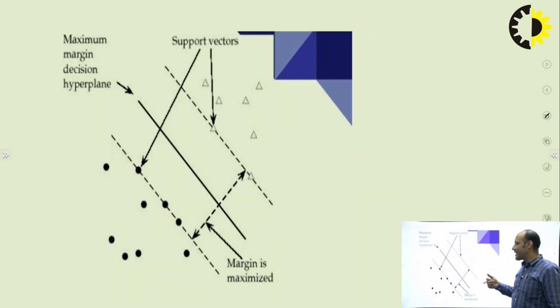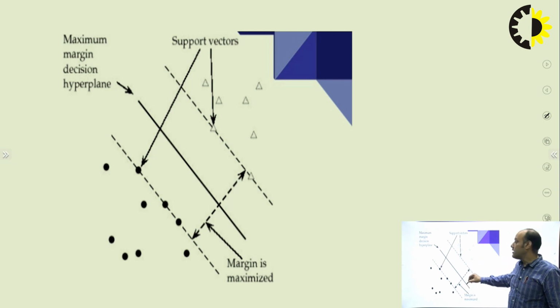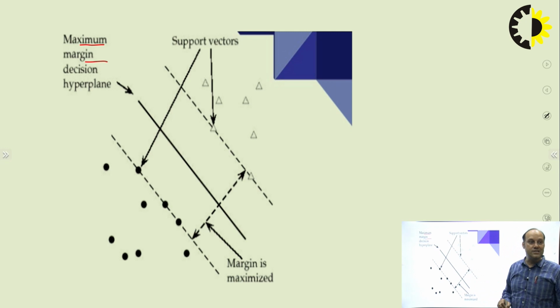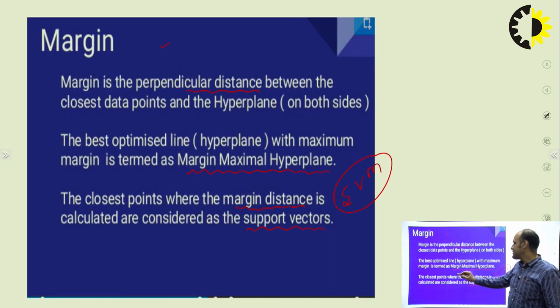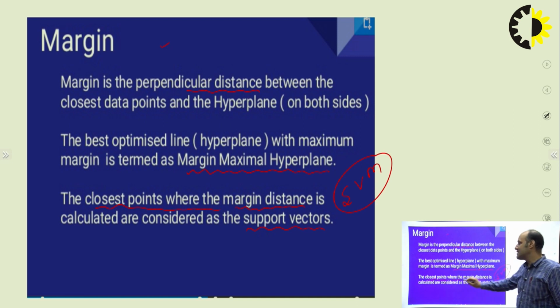See, diagrammatically you can see, this is linearly separable, this is a plane. I have defined this plane as a maximum margin decision hyperplane. Decision means this is the line from where I can easily classify these two sets. Okay. So what are the closest points? I have told you the closest points are where the margin distance is calculated.